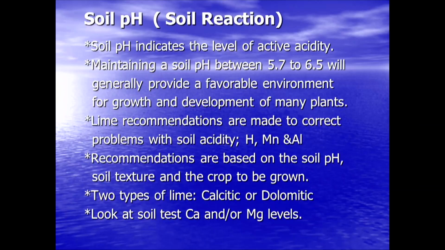There are 2 types of liming materials that we recommend, the calcitic lime or the dolomitic lime. Look at your calcium and magnesium levels on your soil test and how it's rated. If the magnesium particularly is medium or lower, you need to add dolomitic lime if you're needing to lime. And that's what's on there.